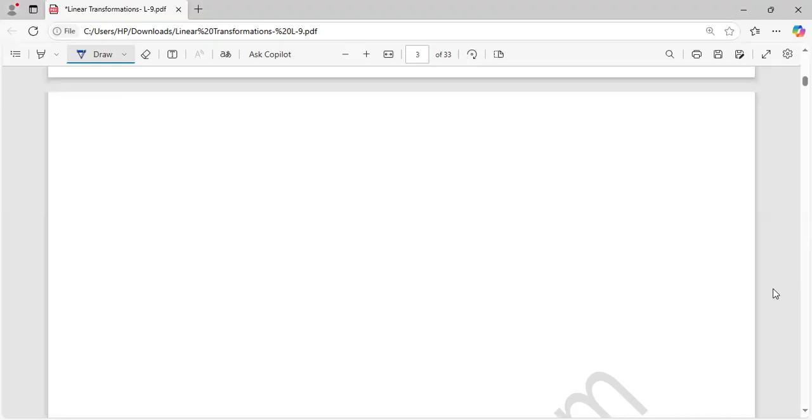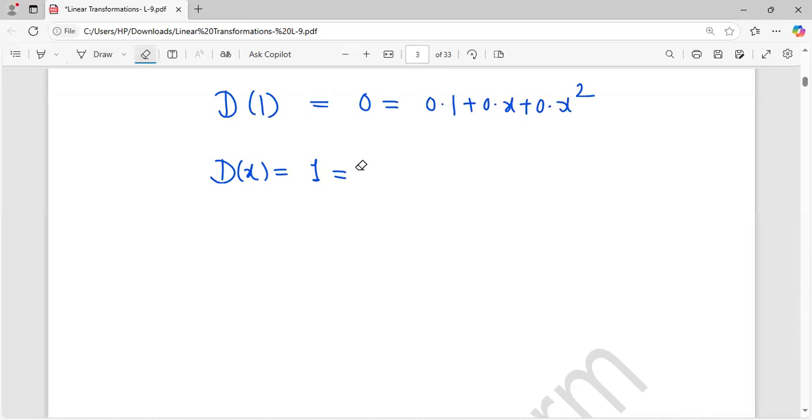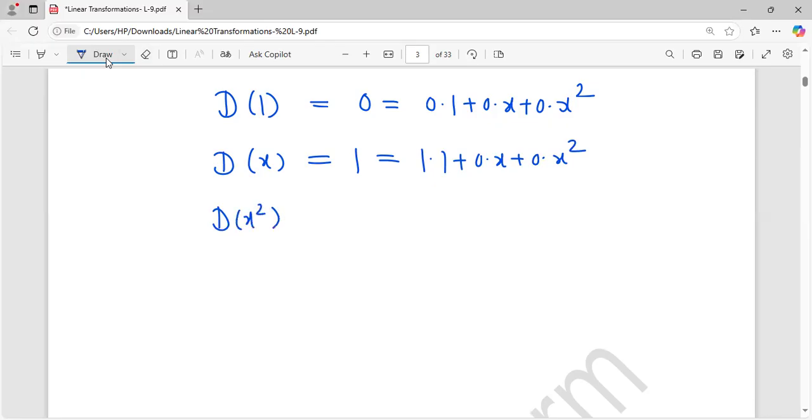So what is the differentiation of the polynomial 1? That is 0. How can we write 0? 0 into 1, 0 into x, 0 into x square. What is the differentiation of x? Differentiation of x is 1, so this is 1 into 1, 0 into x, 0 into x square. This is 2x, that is 0 into 1.